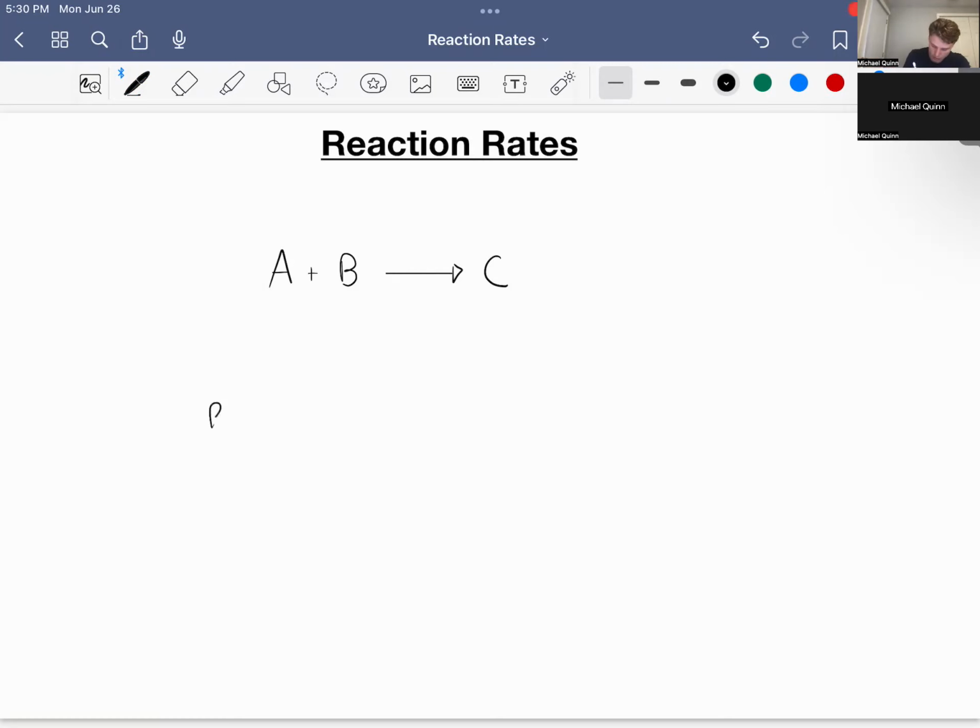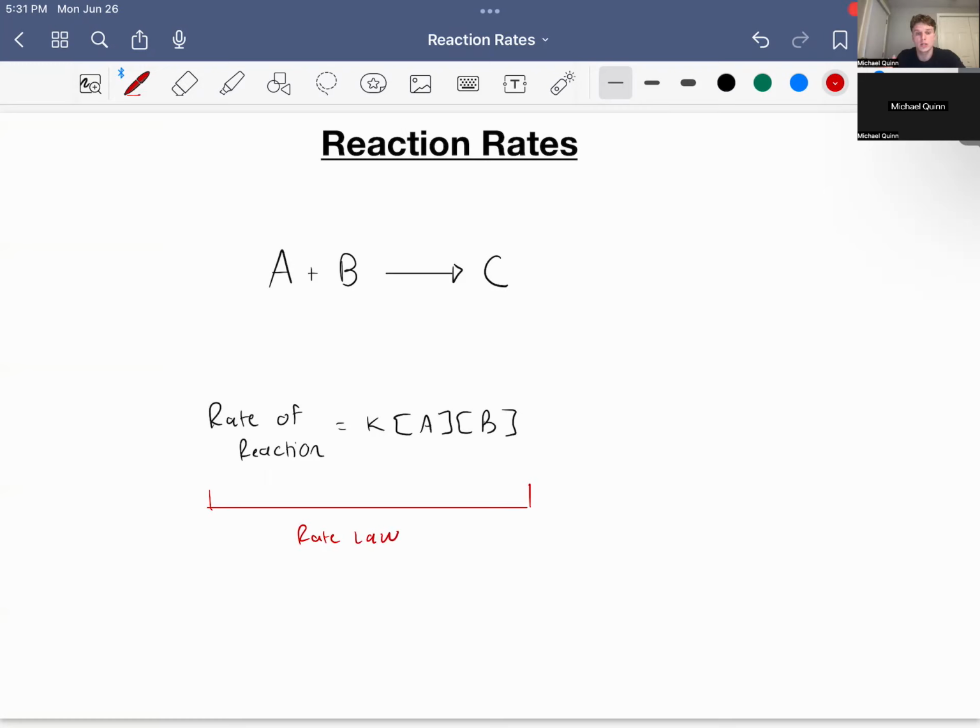So what I'll do is write the rate of reaction is equal to, I must include this little lowercase k, times the concentration of each one of my reactants. I do not include C in my rate law because it is a product and you only include the reactants in your rate law. So this entire thing would be considered the rate law for this reaction. A rate law is just a simple way of showing how the rate of reaction is going to depend on the concentration of our given reactants.